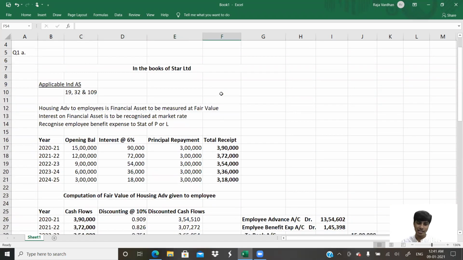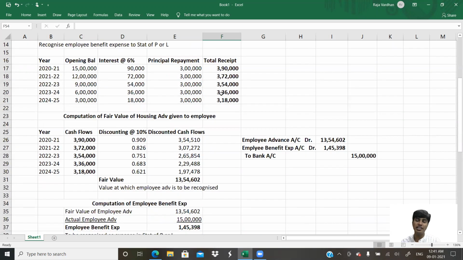So I'll quickly summarize. Applicable: Ind AS 19 employee benefits, Ind AS 32 and 109 financial instruments. So what are the three things that they've done wrong? First one, housing advance is to be recognized at fair value. They've recognized it at the cash price. Second thing, interest on that is to be recognized at the market rate. They've recognized it at the concessional rate. Third thing, employee benefit expense is to be recognized in P&L. They've royally forgotten. So what did we do?